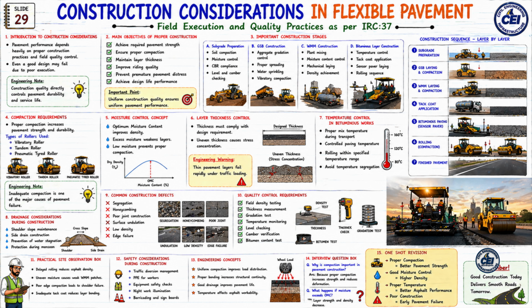Now let us look at the 11th topic. 1.1 Practical site observation box. Common observations found during field inspection. Delayed rolling reduces asphalt density. Uneven moisture causes weak WMM patches. Poor edge compaction leads to shoulder failure. Inadequate tack coat reduces layer bonding. And these actual site problems reduce pavement performance.